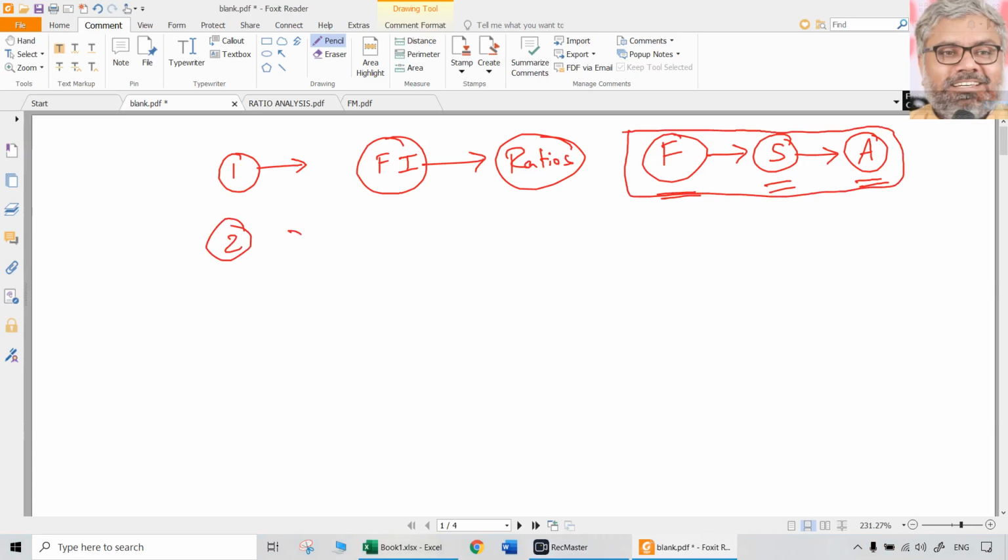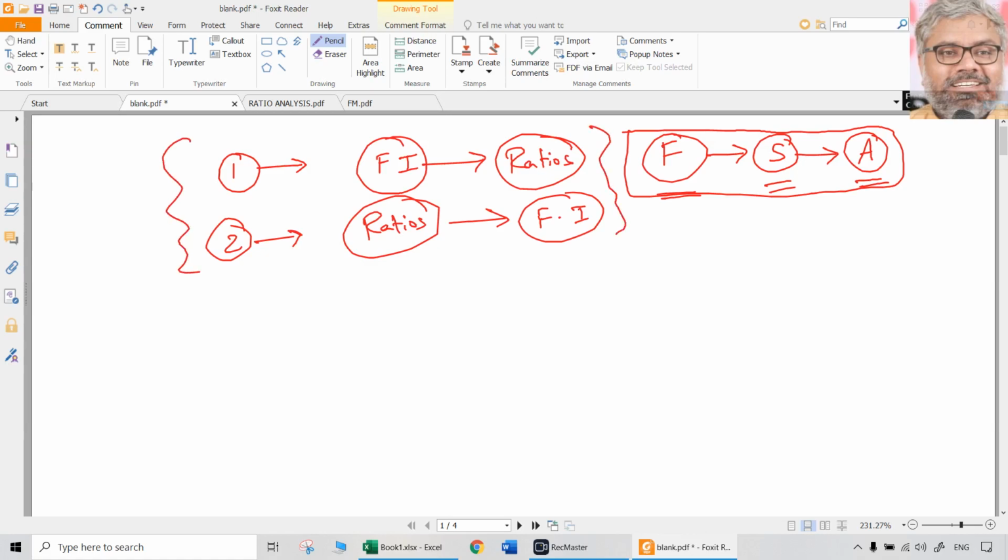The second category of questions can actually be a reverse of this, where ratios will be given and then you might have to derive the financial information as required in the question. So these two are actually two sides of the same coin, but the way questions are asked is different. The first way is a straightforward way. You are just asked to calculate ratios, but the second category of questions is reverse. In the sense, ratios are already given. You have to find out financial information, and there also the presentation format will be similar.